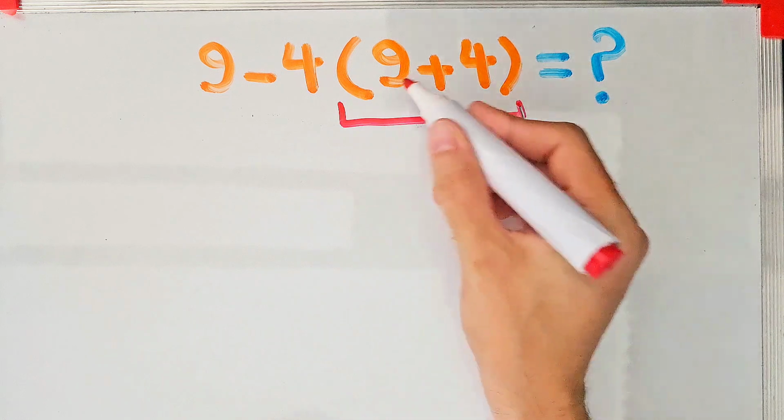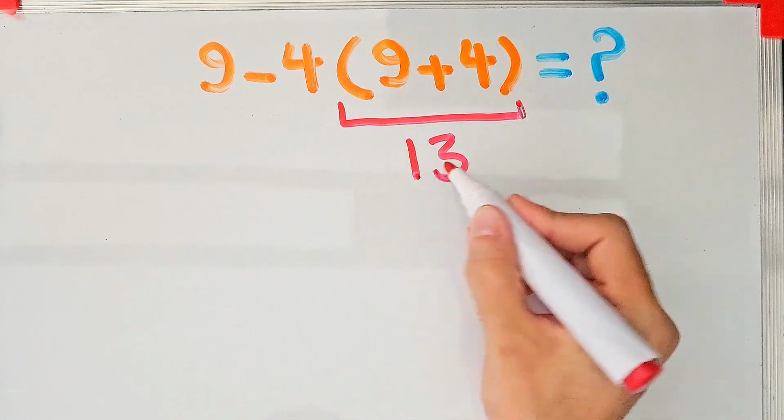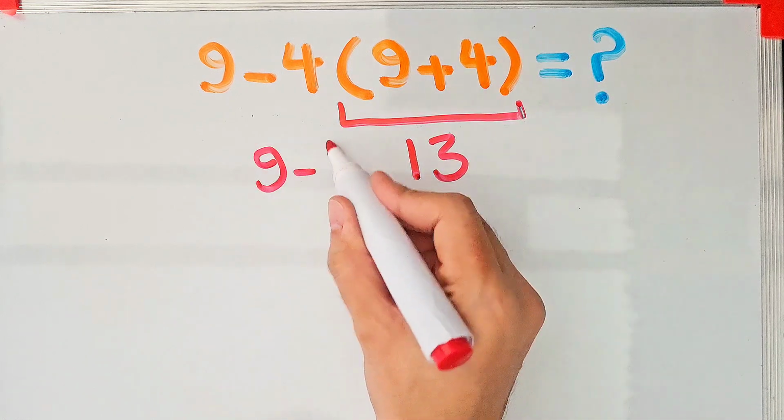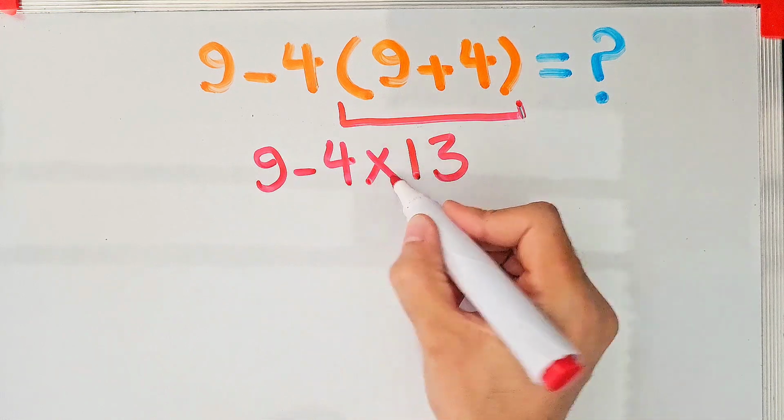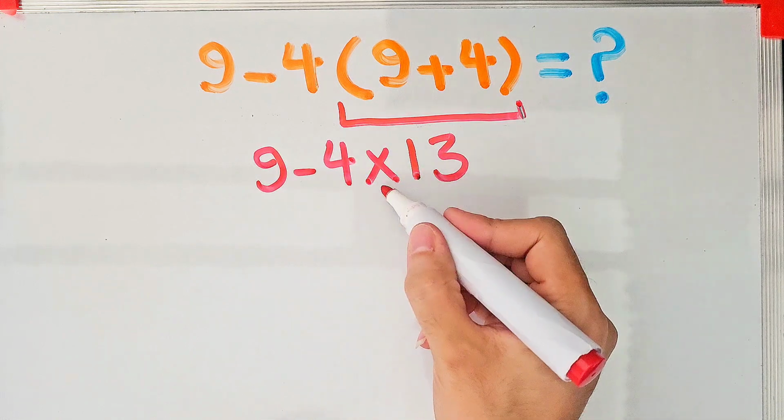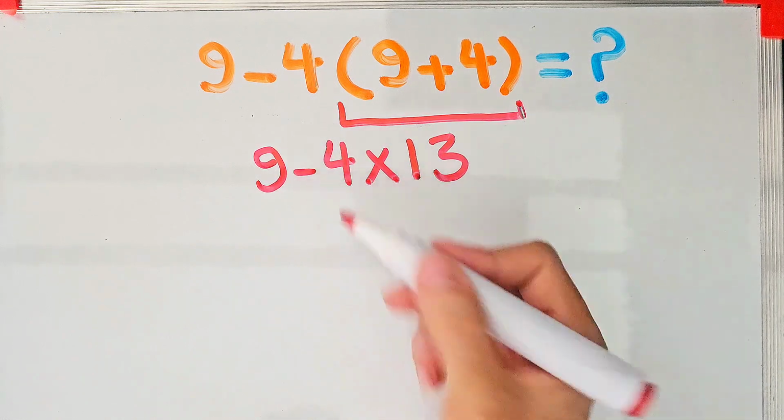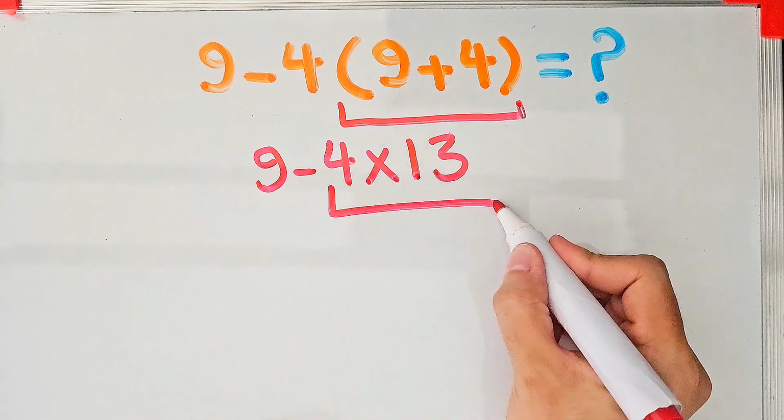First, we simplify the parentheses. 9 plus 4 equals 13. 9 minus 4, then times 13. In this step, we do the multiplication, because the multiplication has the higher priority than subtraction.